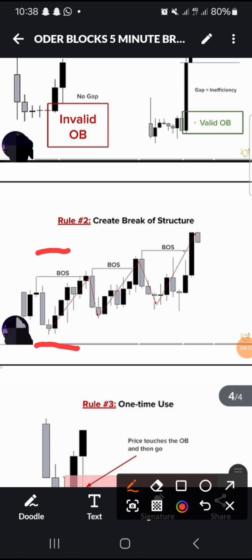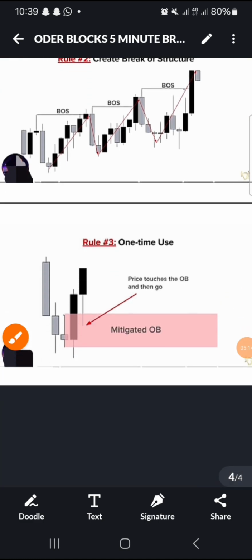The price breaks this previous high and keeps on breaking the market structure. So that's something you also have to consider before considering an order block a valid one. Then another point to consider is that it should be a one-time use.